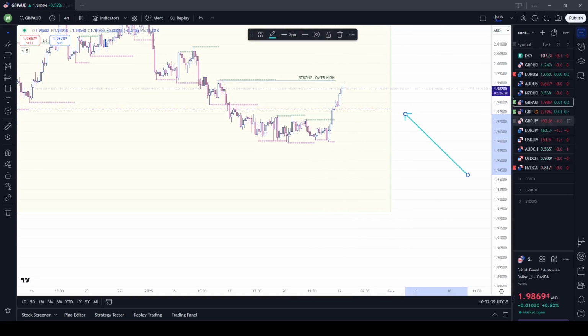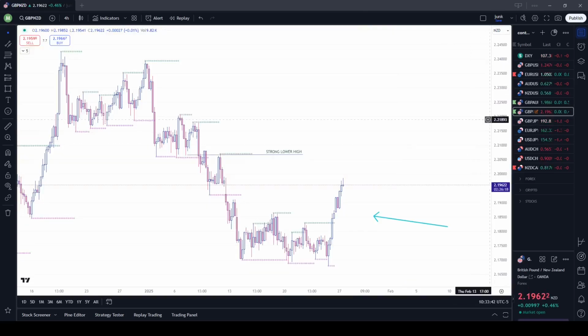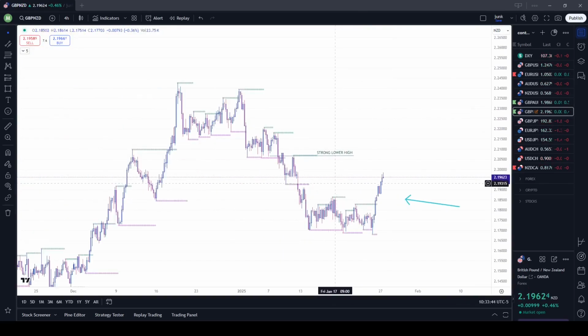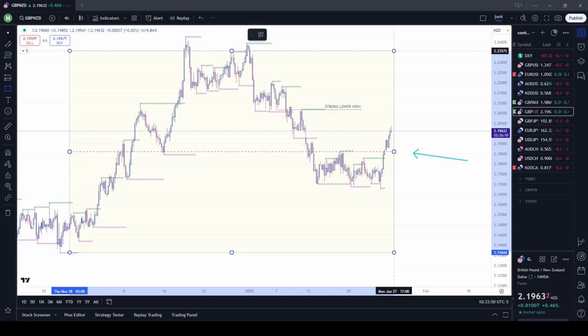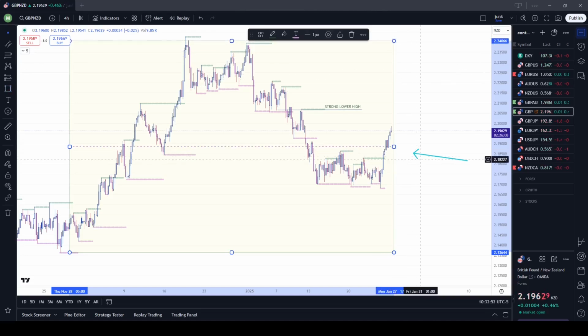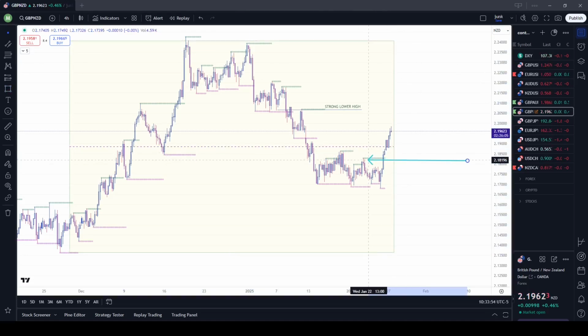Similar with GBP NZD, we went from the daily perspective that showed that it did go back into discount. It was ranging just like GBP AUD, has broken out. So I don't want to be looking for any sells once it pulls back.